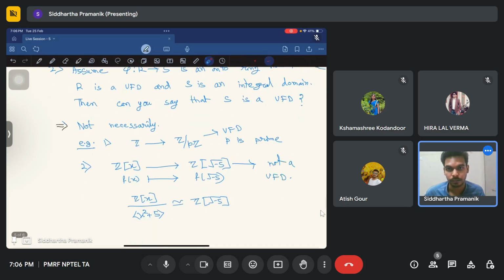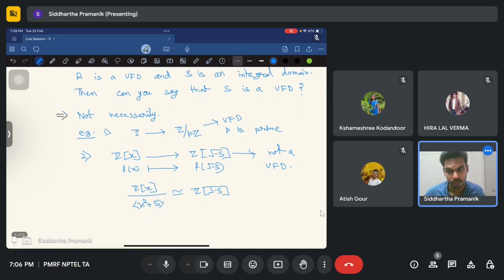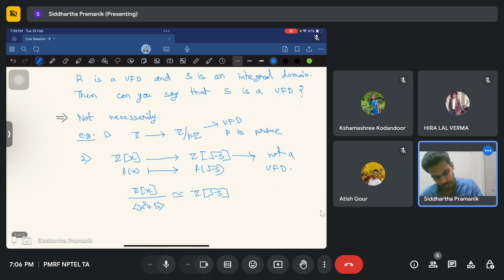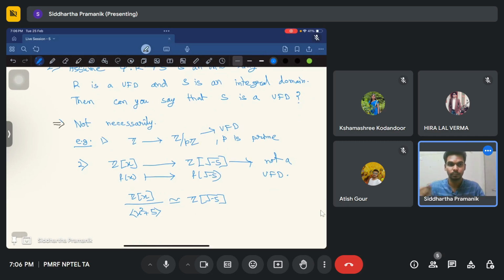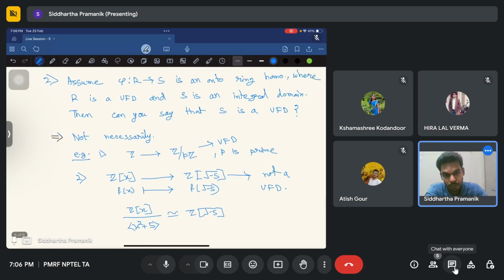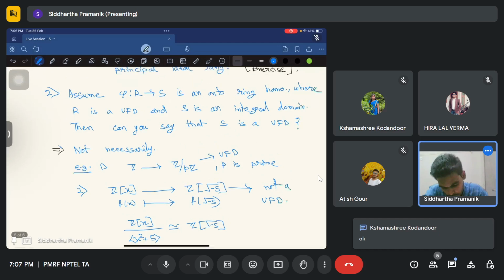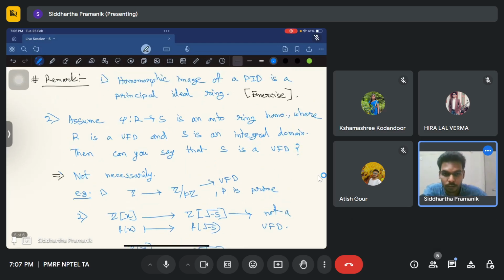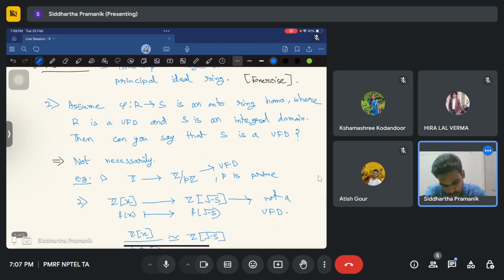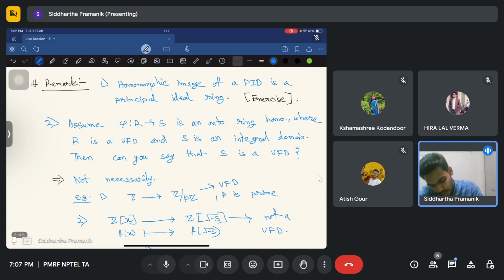Is it okay? Shall I move on? Okay, so if you still feel any doubt, you just go through the notes, and if you still are not convinced, you can ask in the next session.